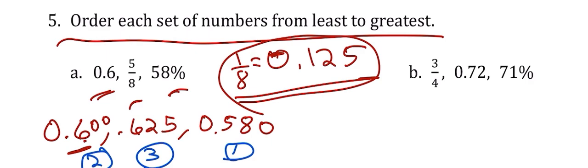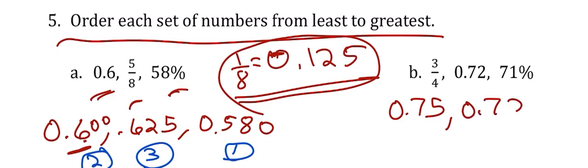Again, I'm going to turn them all into decimals. This is another one I'd like you to know right off the top of your head. 3/4 is the same as 75%, or 0.75, which is 75 over 100. The next one is 0.72, and then the third one, based on what we did before, we can call 0.71. Now it's easy to compare them.